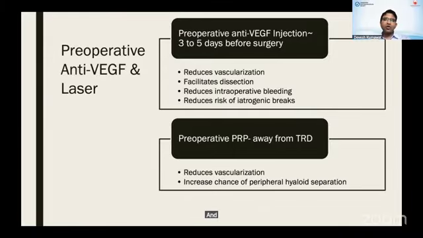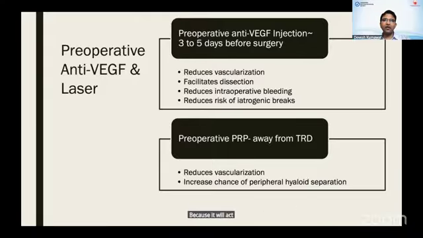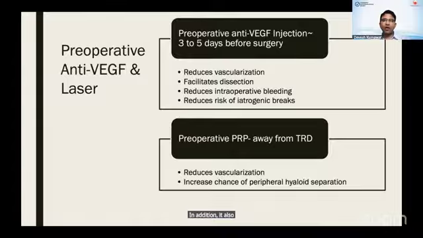Similar is the role of preoperative PRP. If it is possible, you should do PRP away from the tractional retinal detachment, because it will act along the lines of anti-VEGF injection, although not as promptly, because the effect will come in a couple of weeks. But still, if you have a couple of weeks before surgery, it's always better that you do laser away from the tractional retinal detachment. In addition, it also helps in peripheral hyaloid separation that eases your surgery.